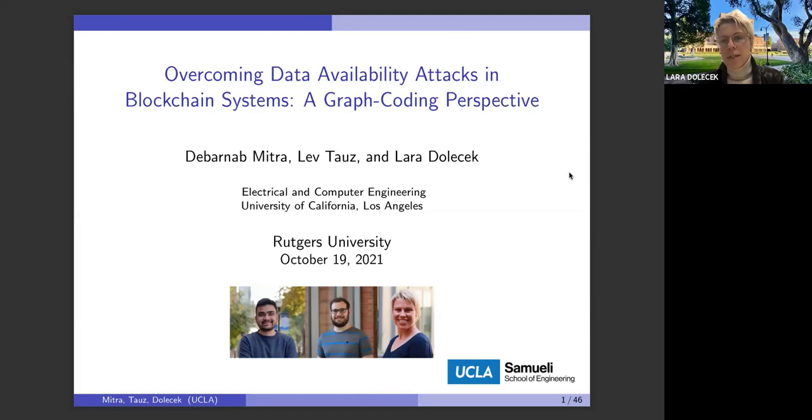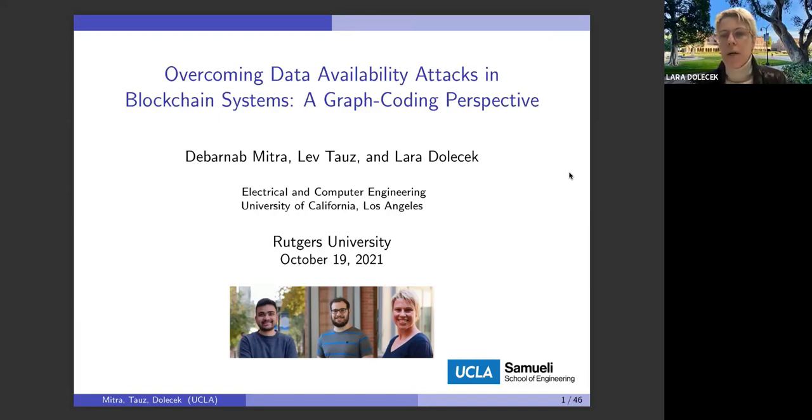So the subject of our presentation today will be dealing with how to overcome data availability attacks in blockchain systems. So as you know, blockchain systems are in the news. Bitcoin stock is through the roof, and I'm sure many of you are playing that. You play that game as well. And so in this work, we're trying to identify some interesting problems in this domain. And what has emerged, at least from our point of view, is to observe some of these problems through the lens of coding theory, and more specifically, graph theoretic constructions.